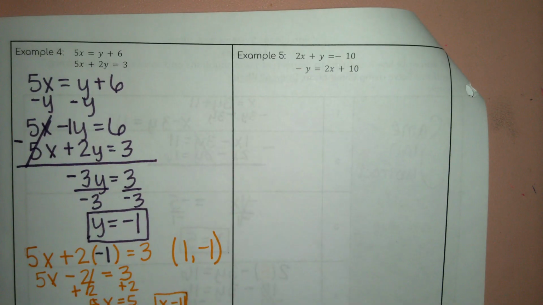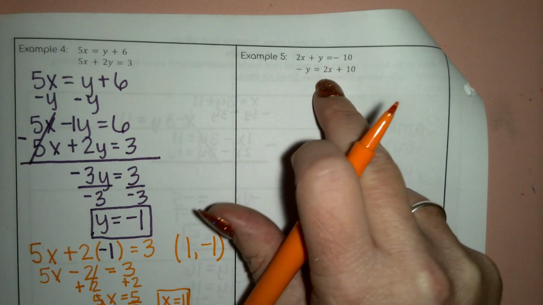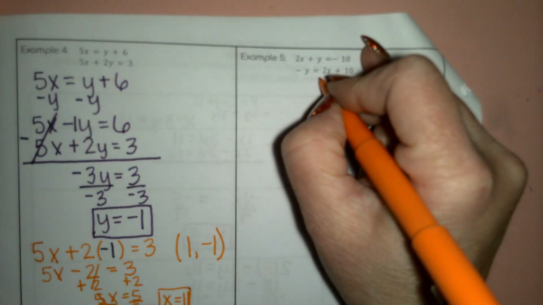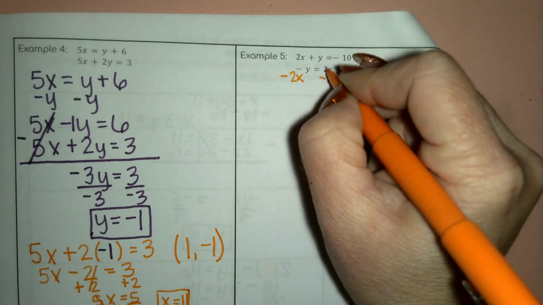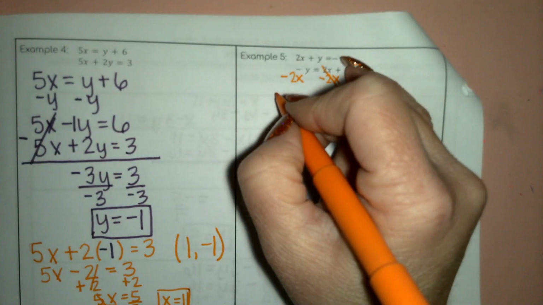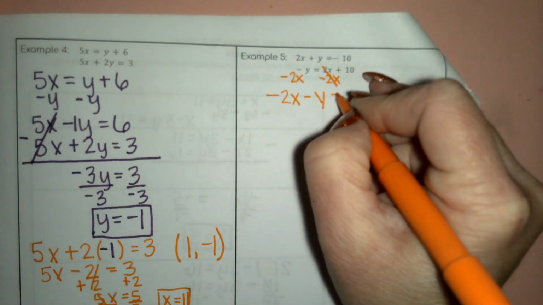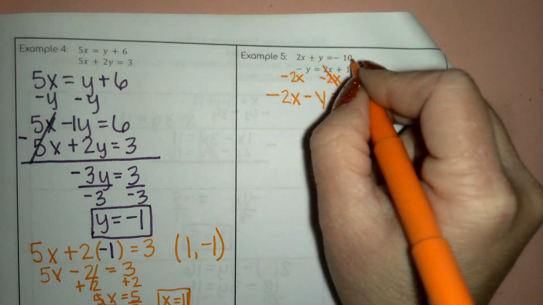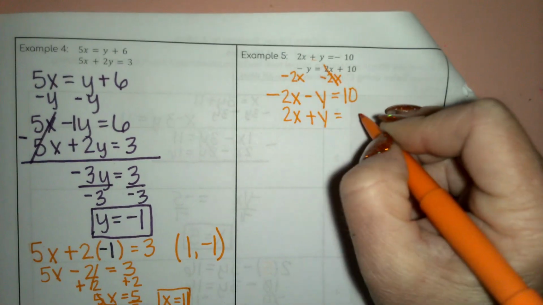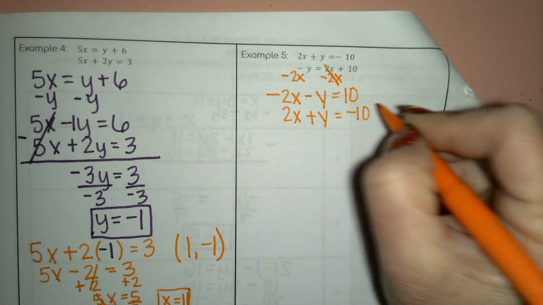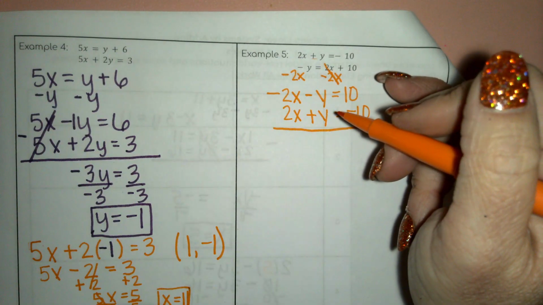Example number 5, my x and y is on the same side on the top equation, but on the bottom equation it's not. So we need to move that bottom equation around by subtracting 2x. The 2x's cancel, so I'm going to rewrite this as negative 2x minus y equals 10. And that top equation there was 2x plus y equals negative 10.